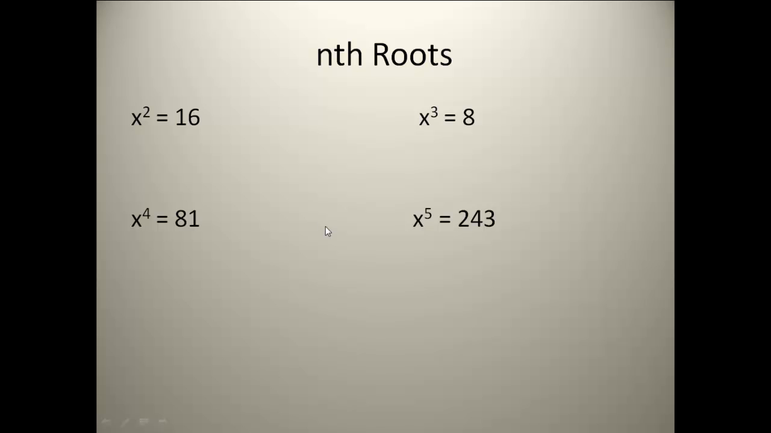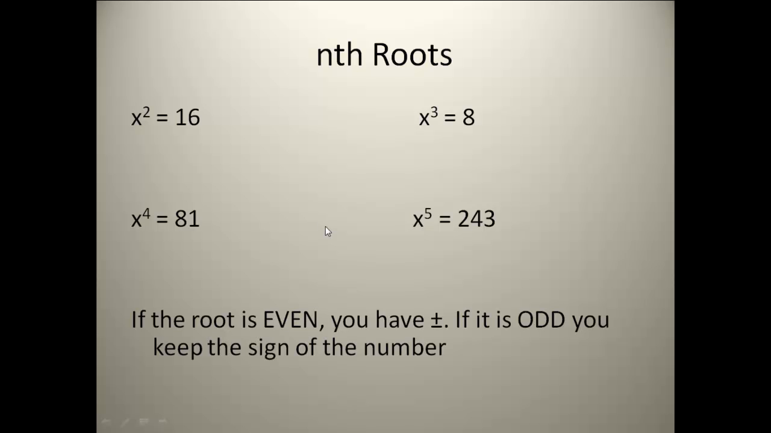So our general rule is that if the root is even, so if I have square roots, 4th roots, 6th roots, 8th roots, an even index here, you're going to have the plus minus. If your index is odd, so if you are taking an odd root, so a cubed root, a 5th root, a 7th root, any of those, you're just going to keep the sign of the number. So when I did the cubed root of 8 right here, it was positive 2 because my 8 was positive. When we took the 5th root of 243, it's going to be positive 3 because the 243 is positive.